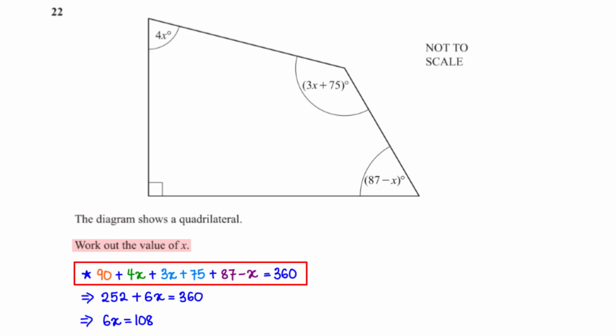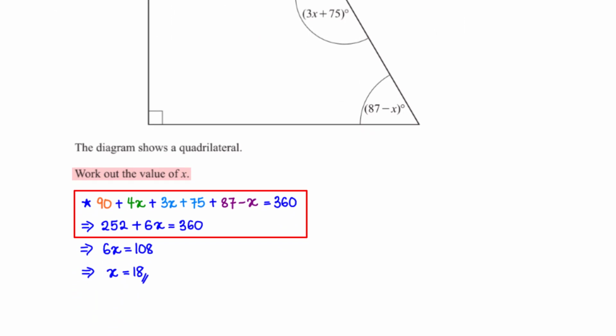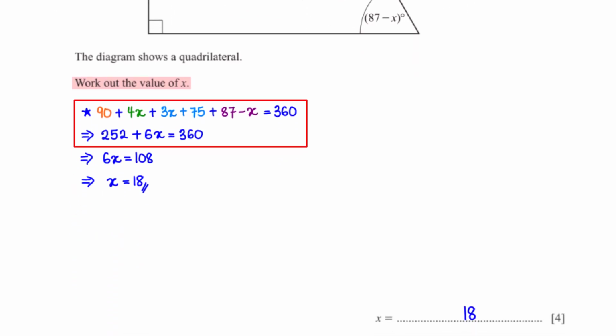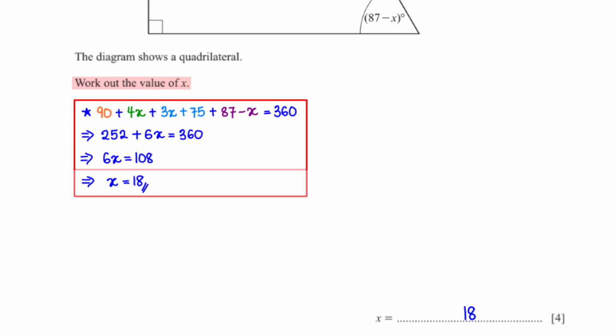90 plus 75 plus 87 is 252. And 4x plus 3x minus x is 6x. When we subtract 252 from both sides, we have 6x equals 108. And when we divide both sides by 6, we have x equals 18.